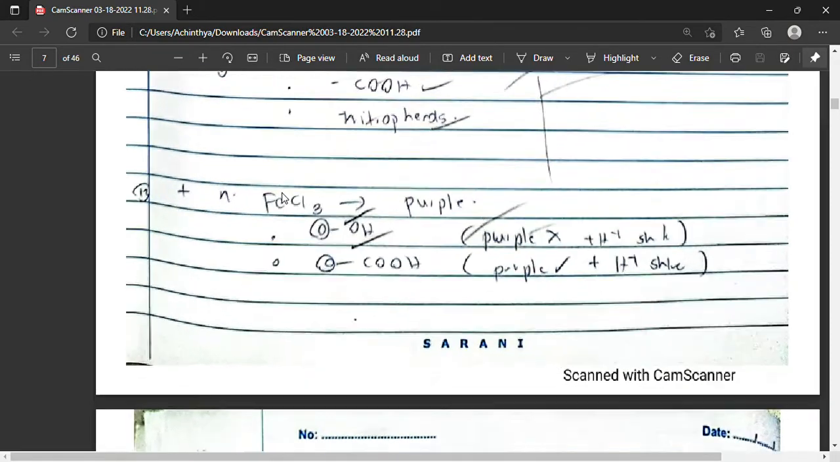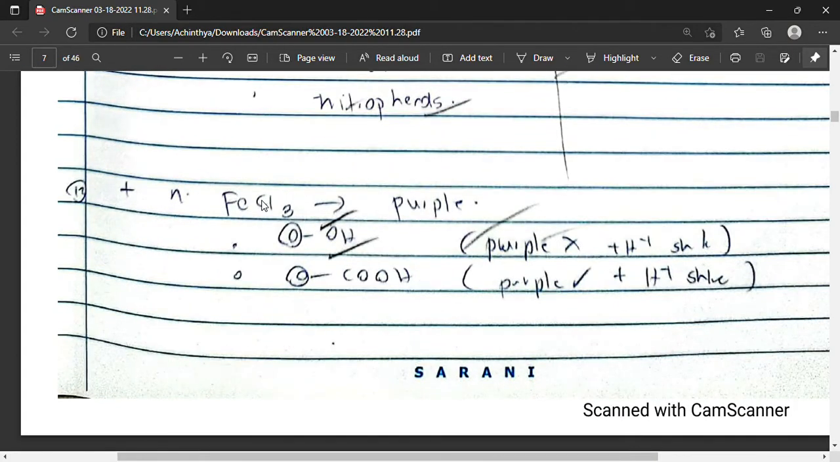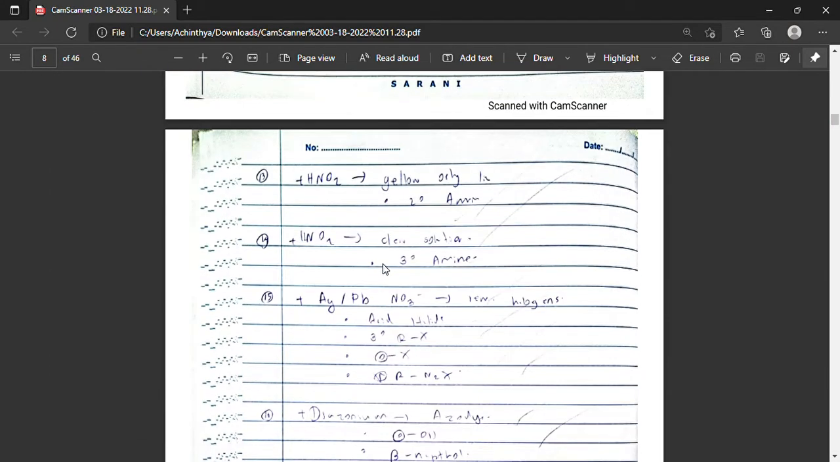Imagine we add neutral ferric chloride and a purple color solution is produced. Then it could either be a phenol or a carboxylic acid. But we can differentiate between the two by simply adding dilute acid and shaking it. If the purple color disappears, it's a phenol. If it stays, it's a carboxylic acid.